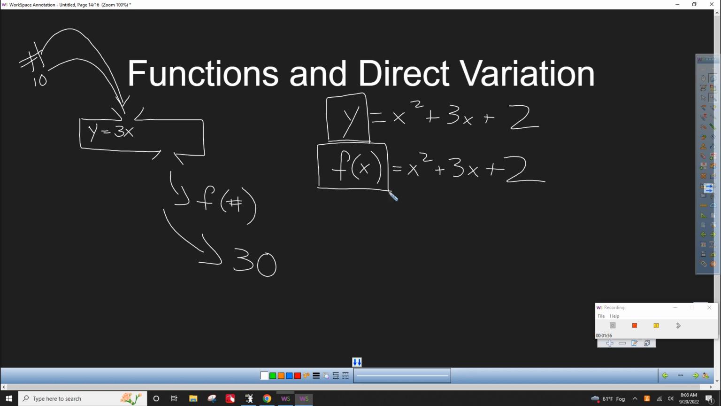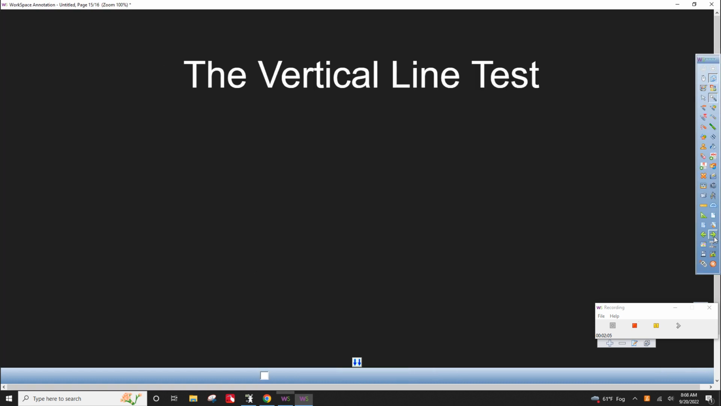So what is direct variation? It looks like this, and we'll come back to it later. So what's the vertical line test? Well, the vertical line test tests if something's a function.